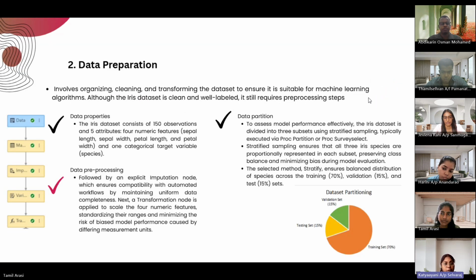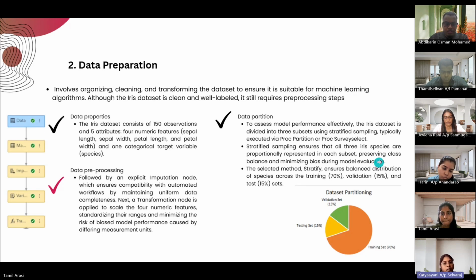So the data preparation involves organizing, cleaning, and transforming the dataset to ensure it is suitable for machine learning algorithms. Although the iris dataset is clean and well labeled, it still requires pre-processing steps, starting with the data properties. The iris dataset consists of 150 observations and 5 attributes, which are the 4 numerical features, sepal length, sepal width, petal length, and petal width, and one categorical target variable, which is the species.